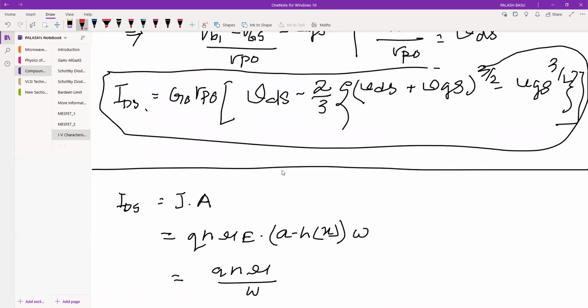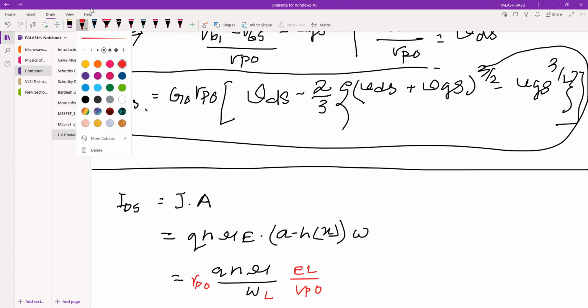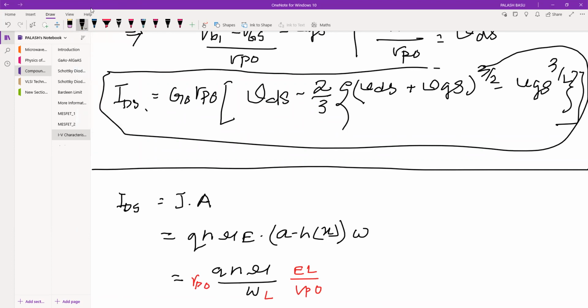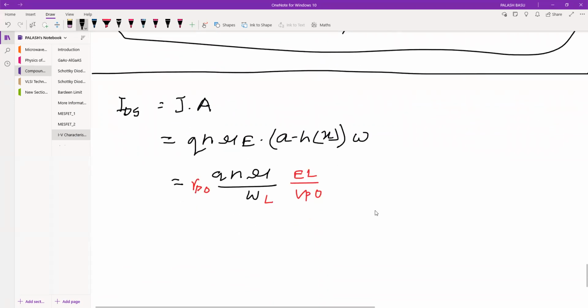So I'm writing E L into Vp0. Since I have taken L extra, let me write L. Since I am taking Vp0 extra, let me write Vp0. This is the way. This is a simple trick formed by a group of scientists. So they want to call it something else. I'll tell you what it is.